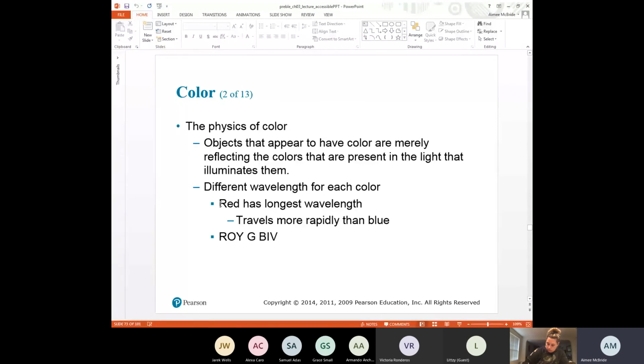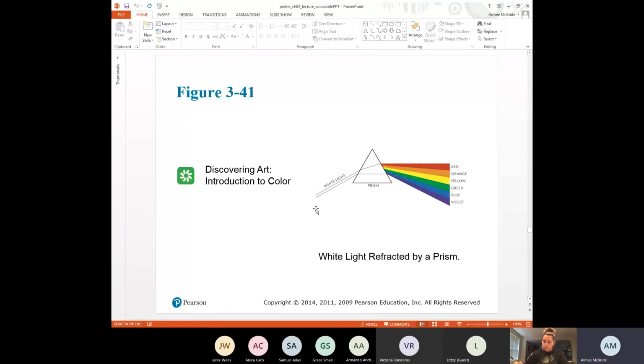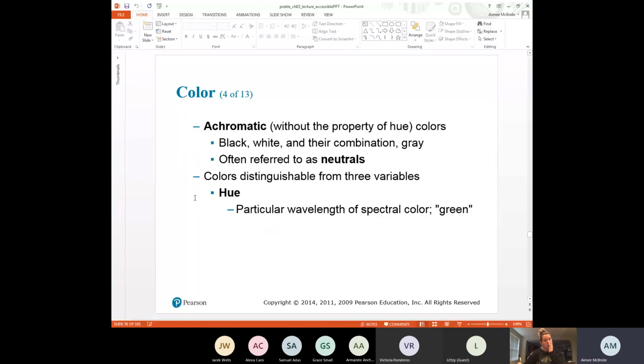I've also noted that different colors reflect based on different wavelengths. Red has the longest wavelength, blue has the shortest, and then of course you have your rainbow there. And this is just science. You don't have to write anything from this section down. This is just telling you the science of color, which I'm never gonna expect you to remember. So moving on, let's look at some different examples because I feel like that's the easiest way to understand color.